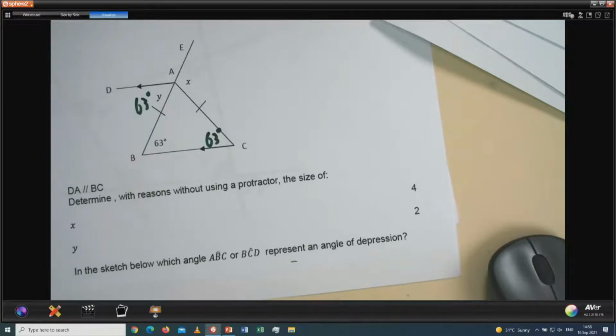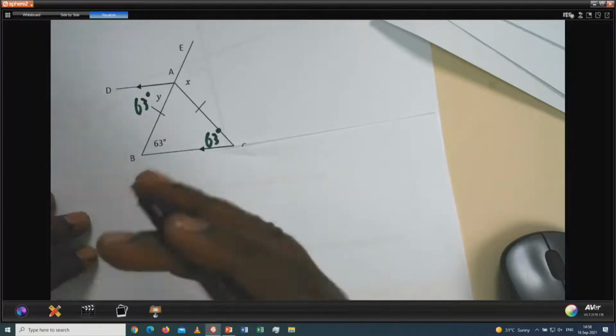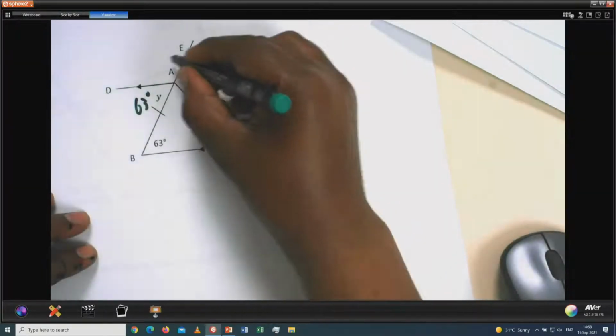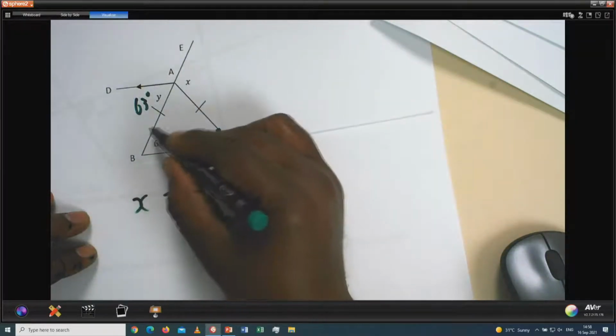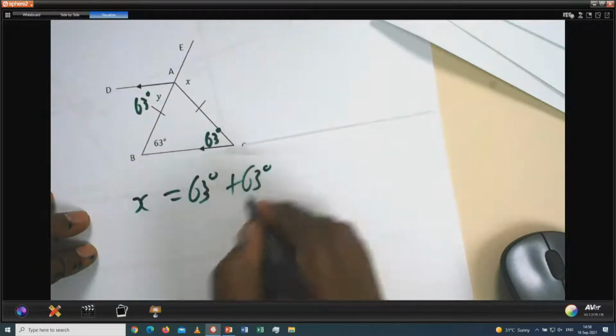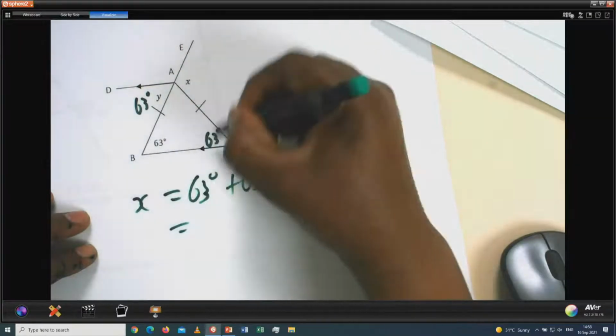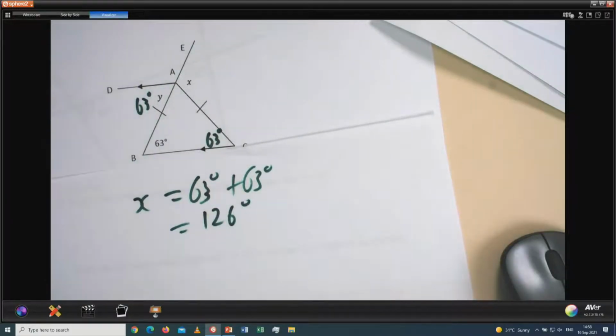They're also looking for an x. So what's the situation with x now? Where is x? What is the relationship that x has? X is an exterior angle. Therefore, x will be equal to the interior opposite angles, this angle plus that angle: 63 degrees plus 63 degrees. Exterior angle equals the sum of the interior opposite angles. So you must always look for relationships. Where is x situated? What is it related to? How is it related to it? Which is 126 degrees.